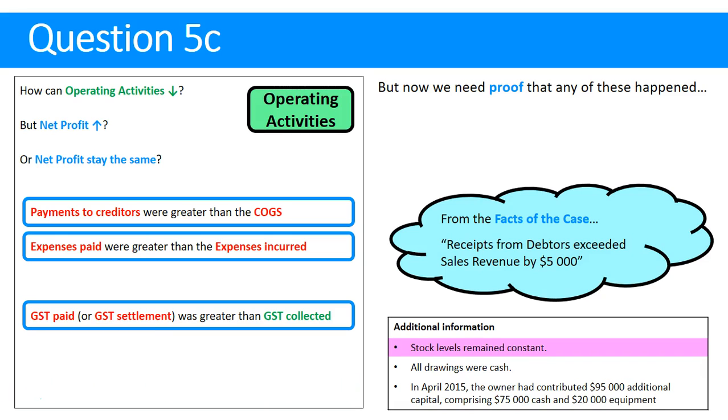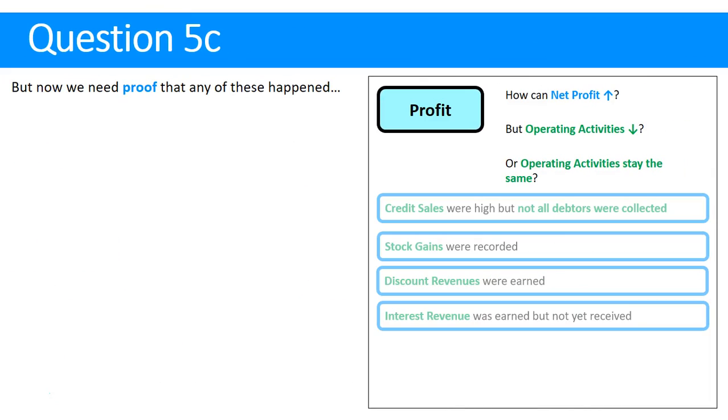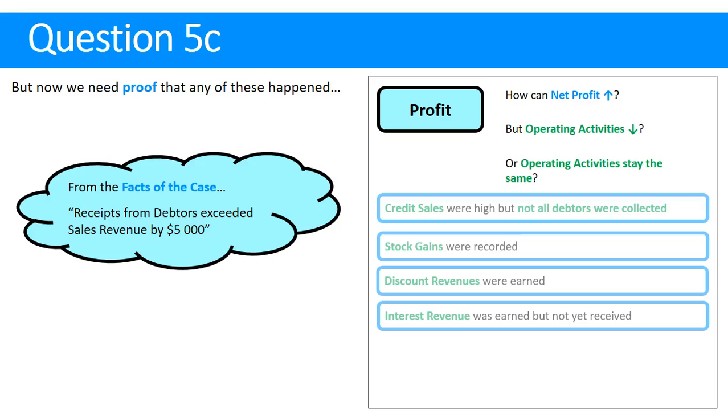So there's three reasons how operating activity cash can decrease, but net profit can either not be affected or go up. What we can do now is look on the other side. Let's look through those reasons where we said, how could your net profit go up, but your operating activity cash either go down or stay the same? So let's look at the facts of the case. Receipts from debtors exceeded sales revenue by $5,000. Well, that's the reason we just spoke about. That's actually going to rule out this first option here.